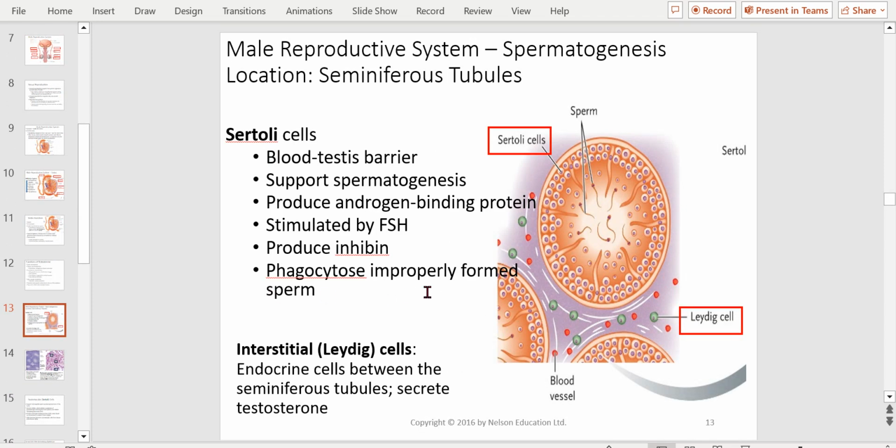There are two types of cells there. I want you guys to know. Oh, I hope everyone's all right.